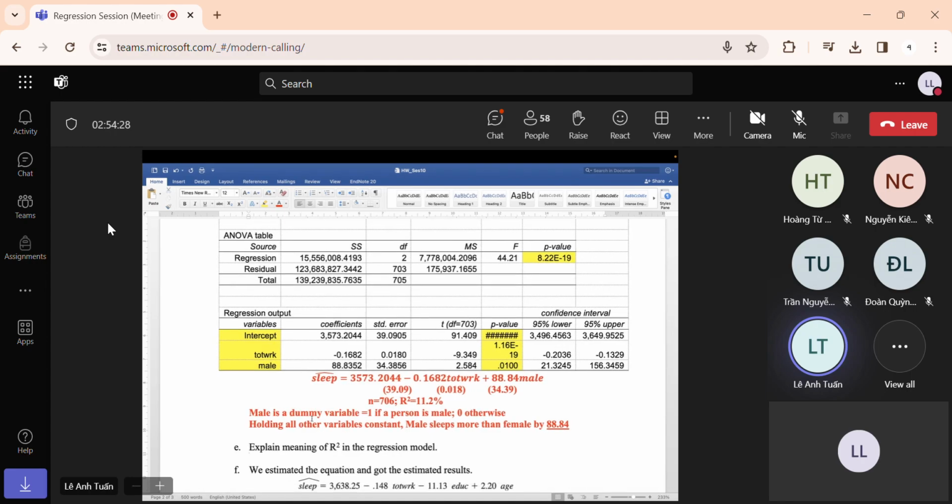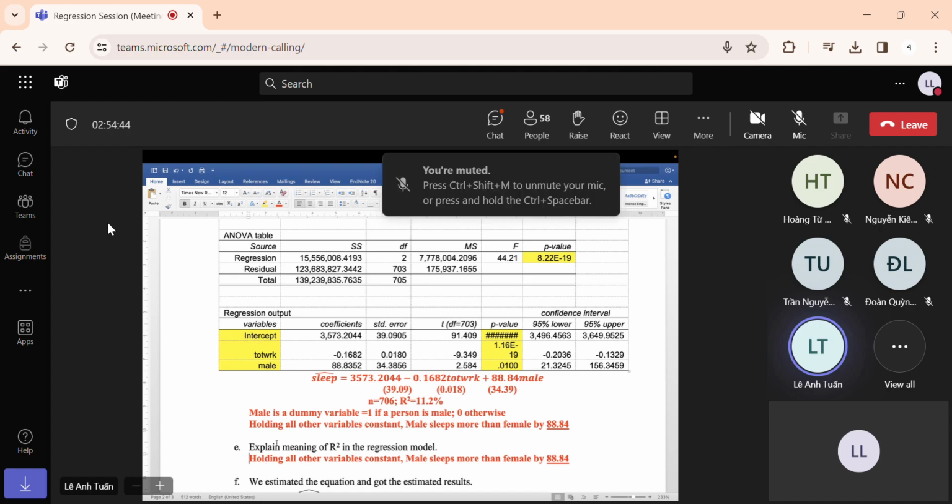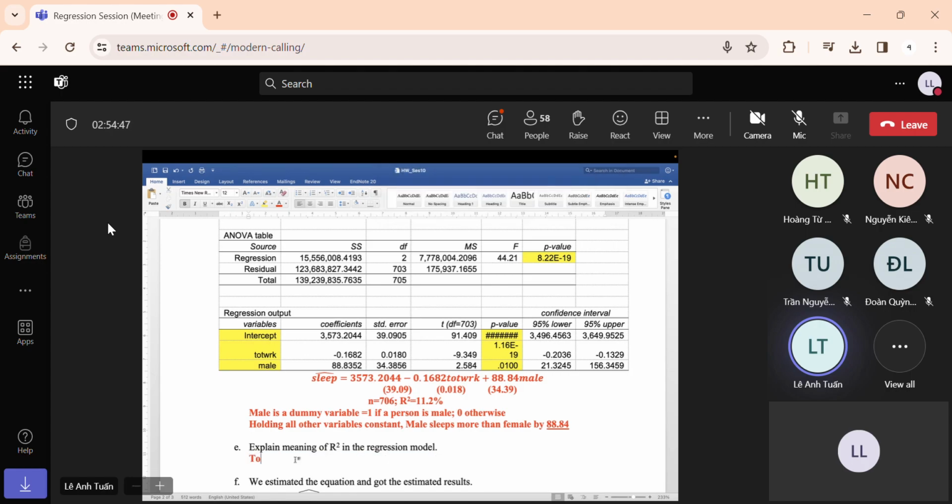So what is the meaning of R square here? If we say R square equals 10%, that means X can explain 10% of the total variation in Y. But here we have two independent variables, that means the total work and male here can explain 11.2% of the total variation in sleeping time.